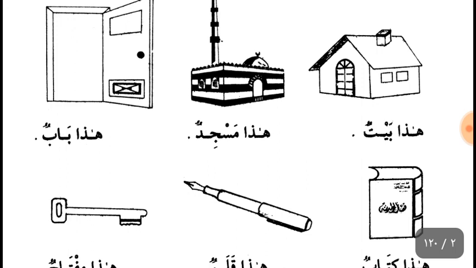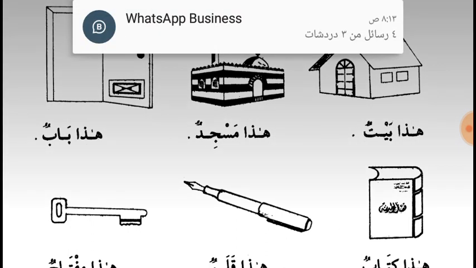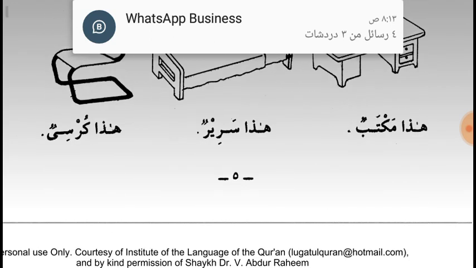Do you know what is تنوين? Yes. Okay. So تنوين is used for indefinite things. So in English, بيتون means a house. بيت means house. Baytun means a house. Masjid means masjid. Masjidun means a masjid. Bab means door. Babun means a door. So this is the meaning of tanween.